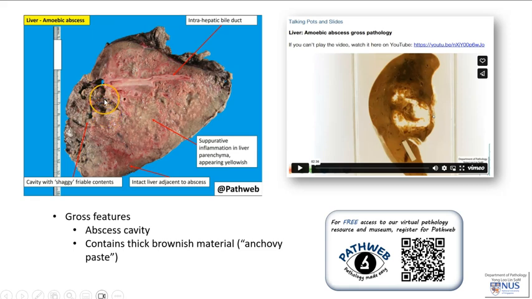Grossly, we would see this abscess cavity, and this is often described as having thick brownish material that resembles anchovy paste. So it is very pasty and it is brown in color. And we also have some suppurative inflammation in the surrounding liver. There is a separate video describing the gross pathological features of amoebic abscess of the liver, and this can be found in Pathweb.